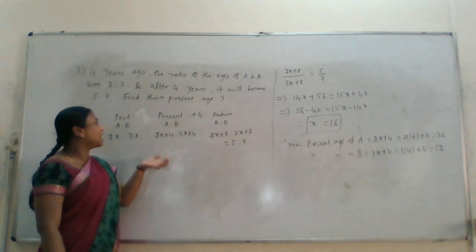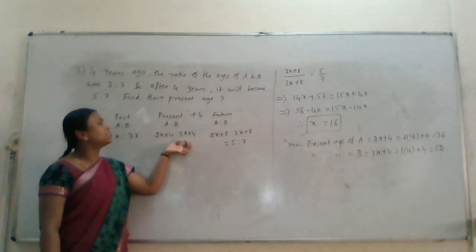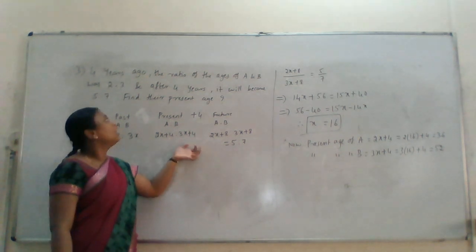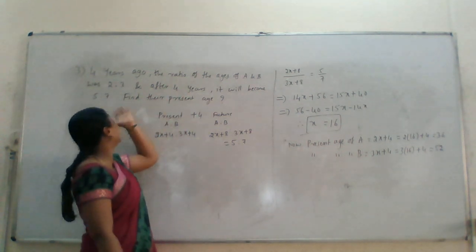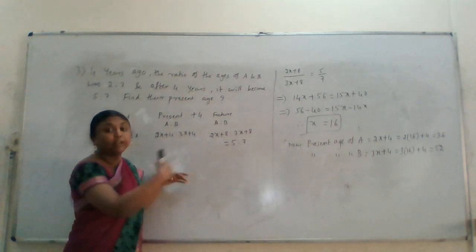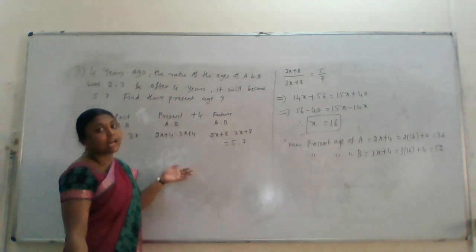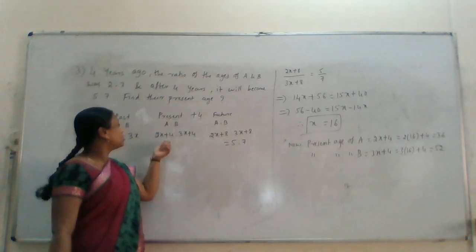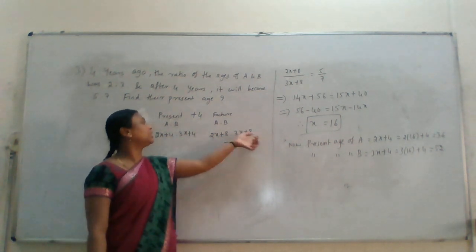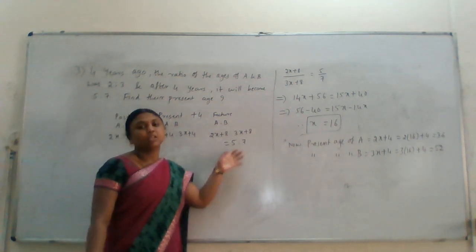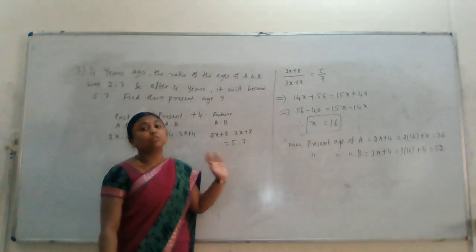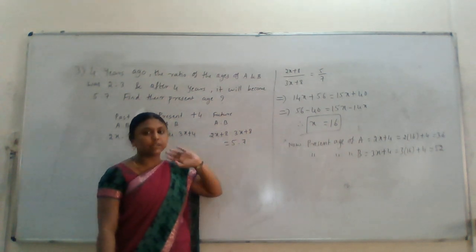So present age is what? 2x plus 4 is to 3x plus 4. Now they are given that after 4 years it will become 5 is to 7. After 4 years means again we have to add 4 years. So 2x plus 8 is to 3x plus 8 is equal to 5 is to 7. So this is our given data. So using this data you can solve your x value.